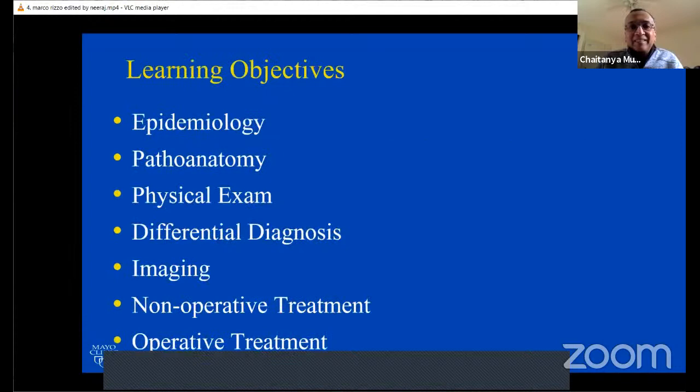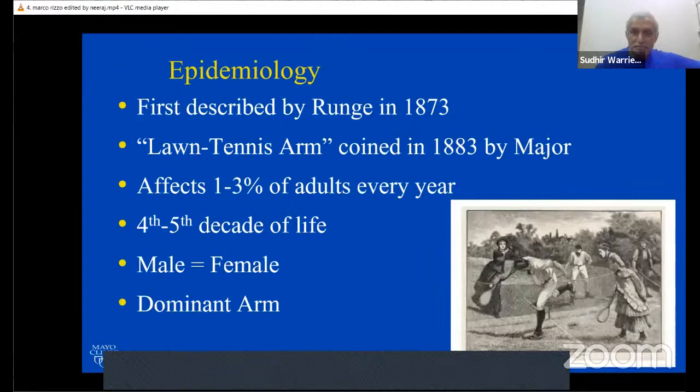Can you text Neeraj? Pankaj, are you on? Can you call Neeraj, please?